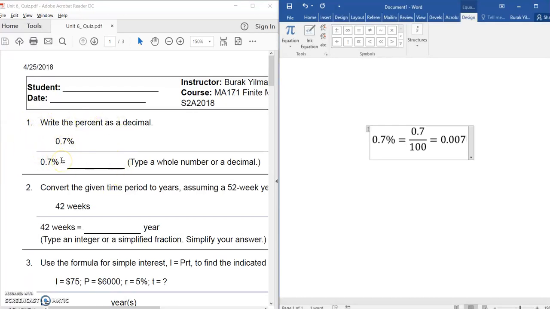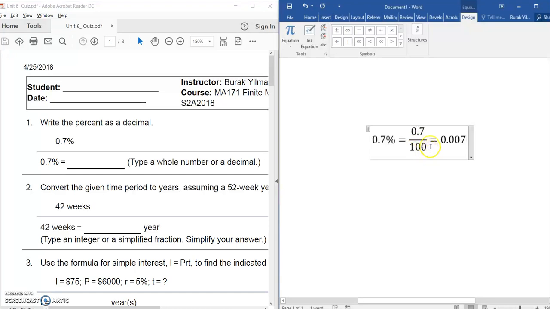Let's start with the very first question. Writing the percent as a decimal. The given one here is 0.7%, and as you can see on the right here, converting a percent means simply dividing that given number by 100. So 0.7 divided by 100.